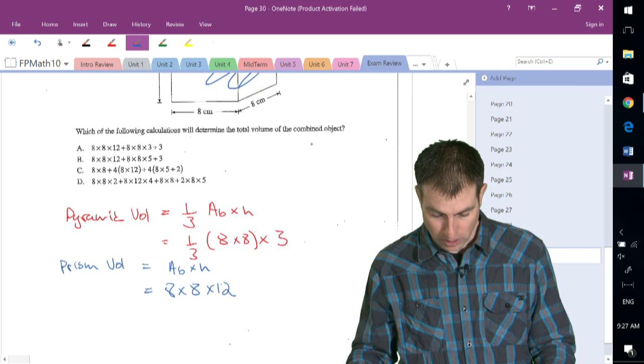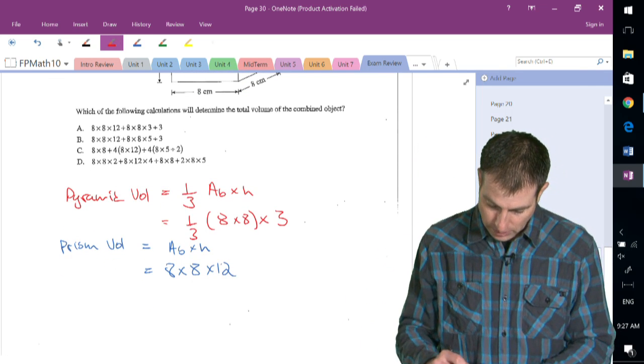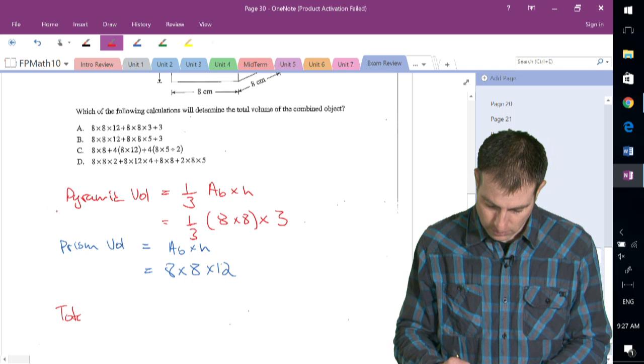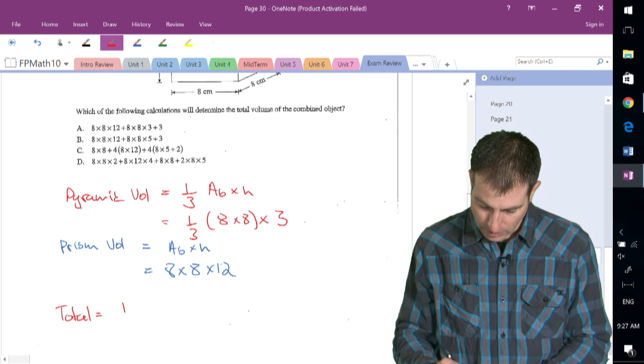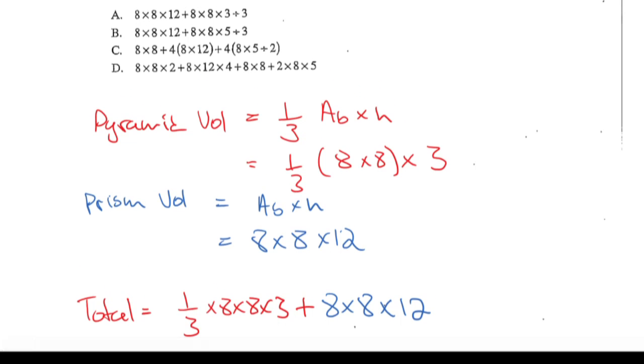I might just do the red one first here. So this is total for both the top and the bottom. 1/3 times 8 times 8 times 3. And I'm going to add to that the bottom, which was 8 times 8 times 12. Okay, let's see if I can find an answer that kind of looks like that.